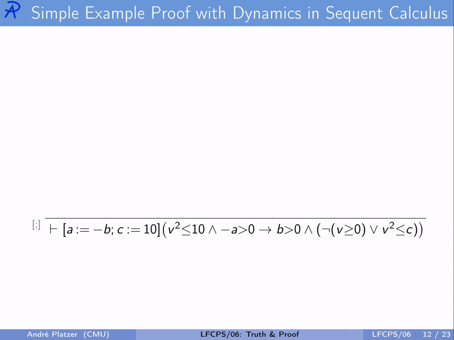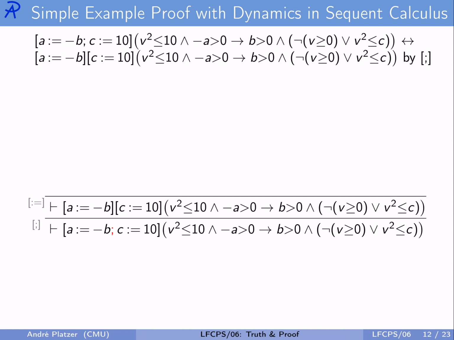Here's an admittedly still super boring differential logic formula, but at least it's got some programs in it. So what we need to do here is use the sequential composition axiom. Yeah, we also have to use the contextual equivalence proof rule, but we usually just elide the mention of that. Because this formula down here is equivalent to that formula up here by an instance of the sequential composition axiom.